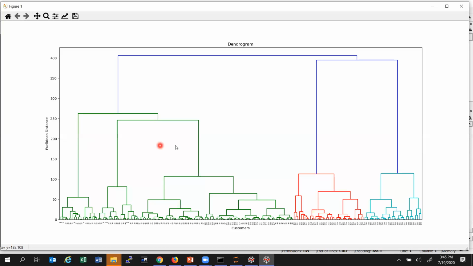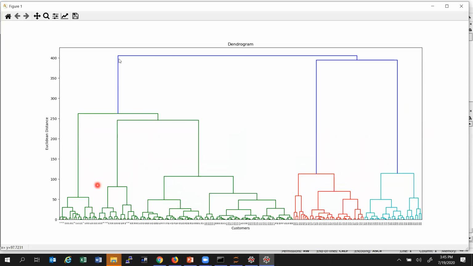The number of lines it will cut, you will get the same number of clusters. That is a simple rule. So here you are cutting 3 vertical lines, you will get 3 clusters. Here you are cutting 4, you will get 4 clusters. You cut here, you will get 5.